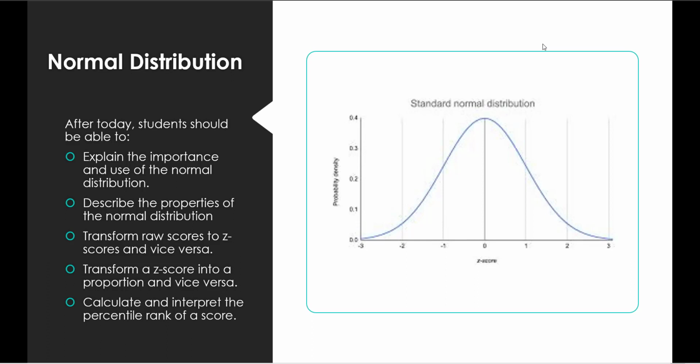After today, students should be able to explain the importance and use of the normal distribution, describe the properties of the normal distribution, transform raw scores to z-scores and vice versa, transform a z-score into a proportion or percentage and vice versa, and calculate and interpret the percentile rank of a score.